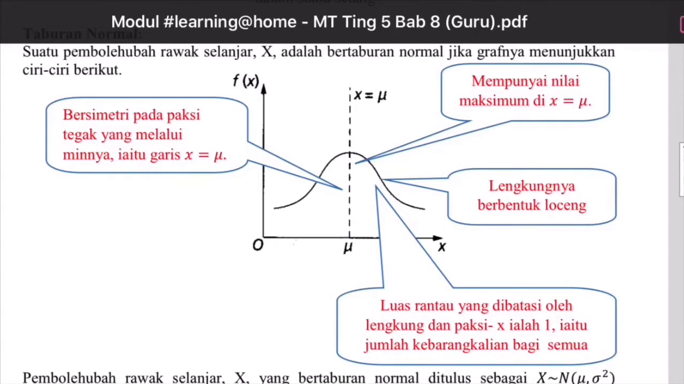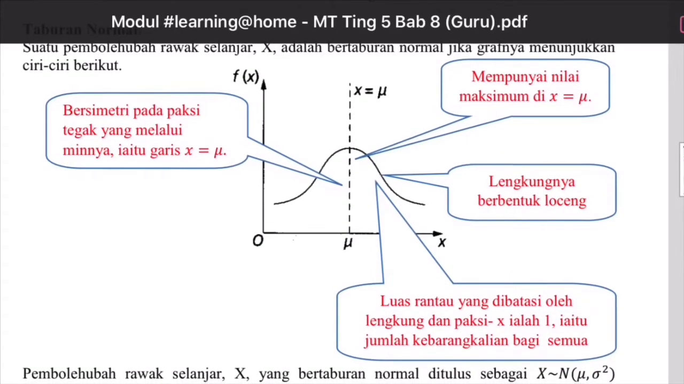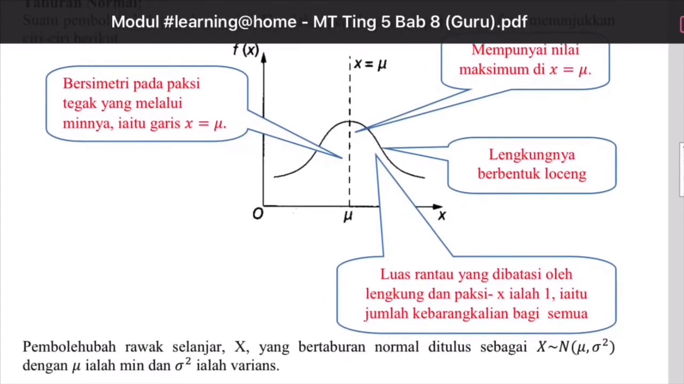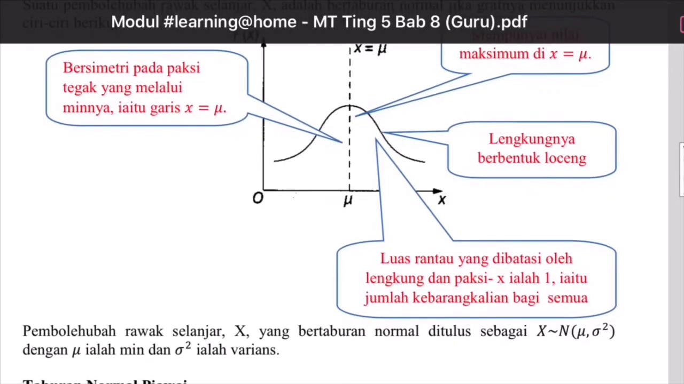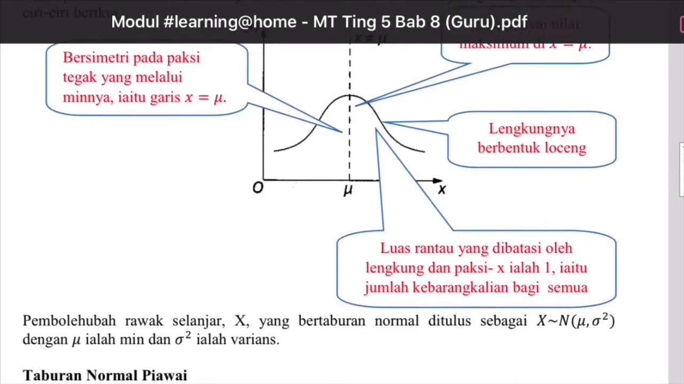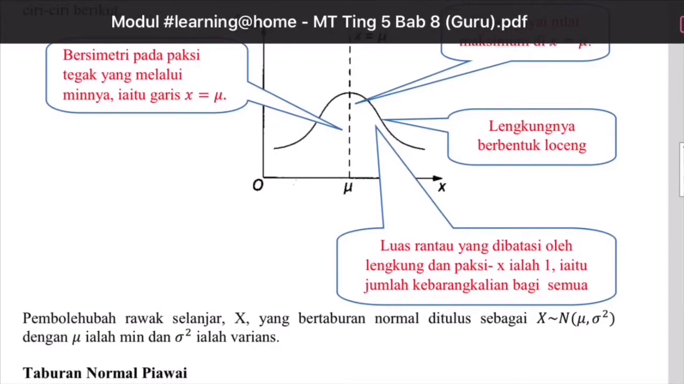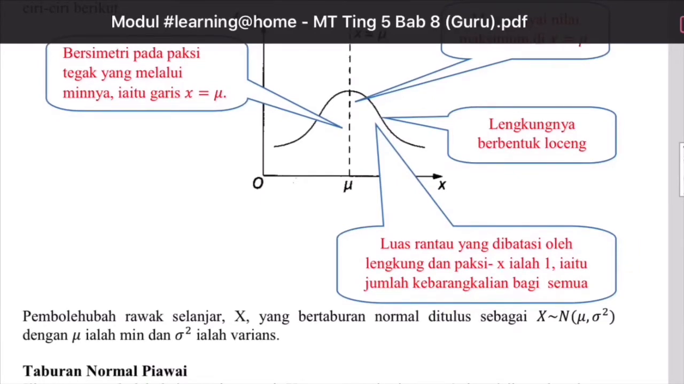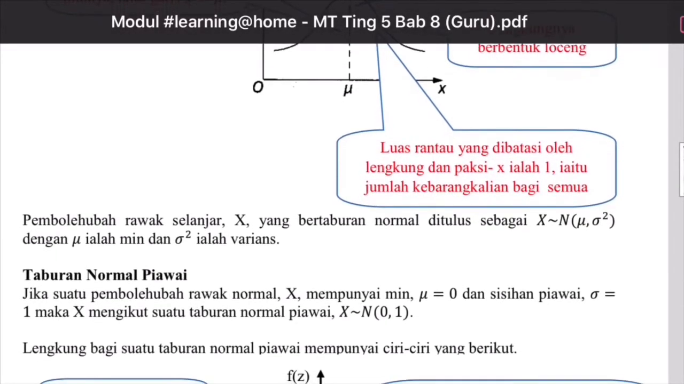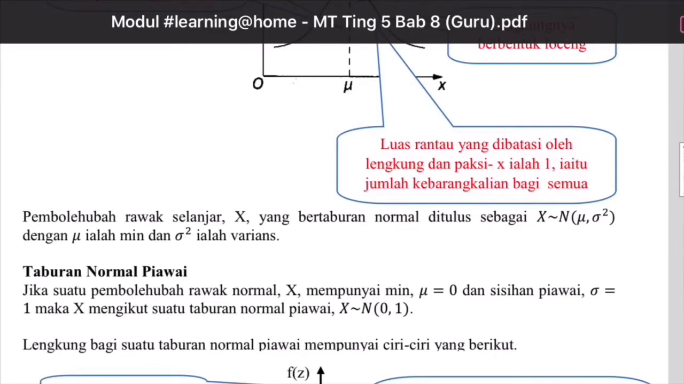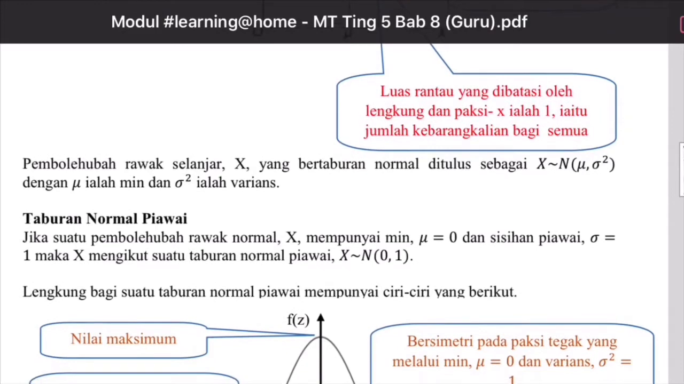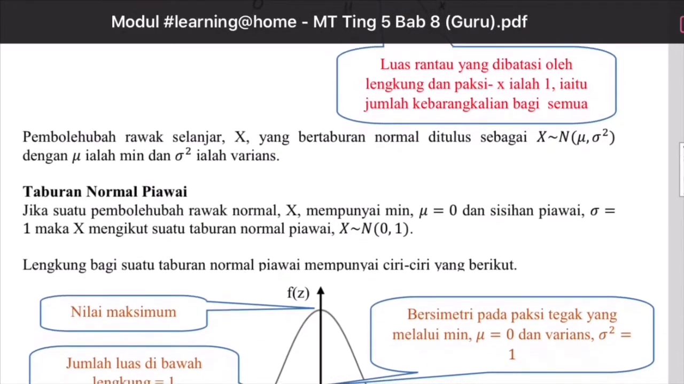When you look at the bell shape, the graph or the curve, it looks like a bell. You notice that it is always symmetrical about the vertical line, and the vertical line is always x equal to mu. Mu is the mean of x. X is the normal distribution variable. The area under the curve, under the bell, is always 1. This is because the probability value is always 1. The total area for the bell shape is 1.